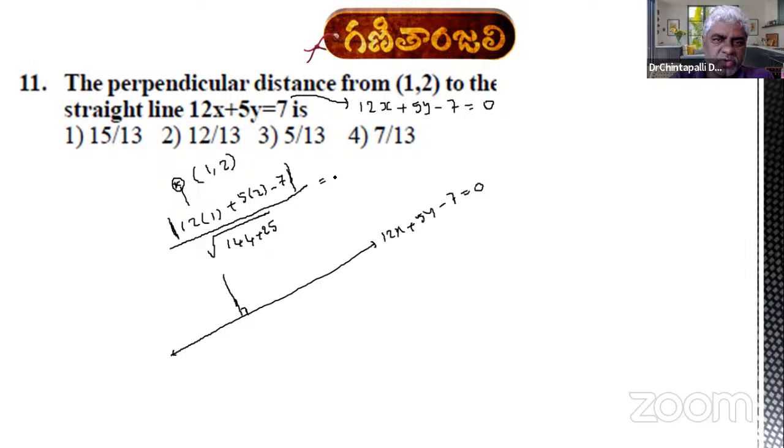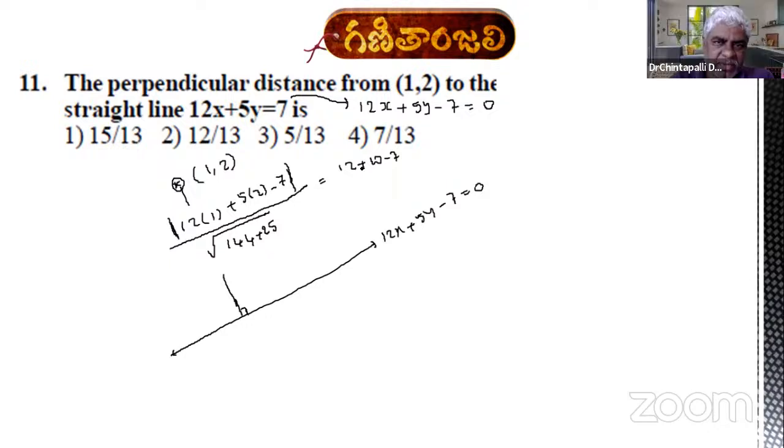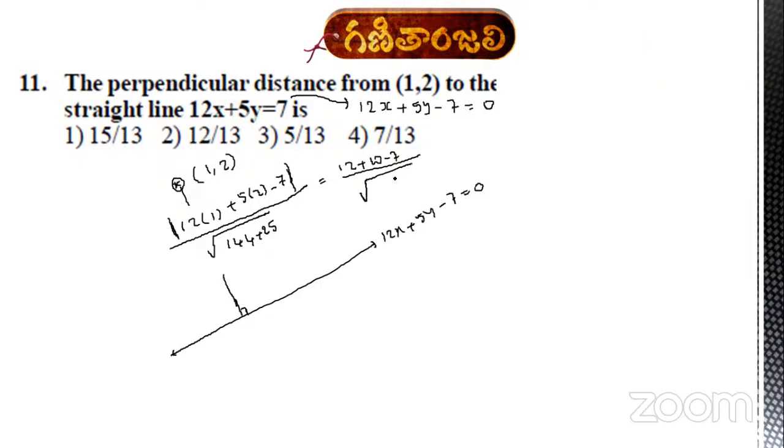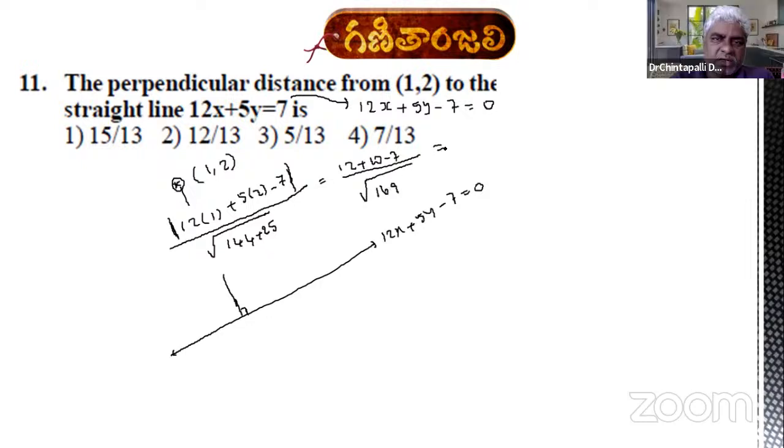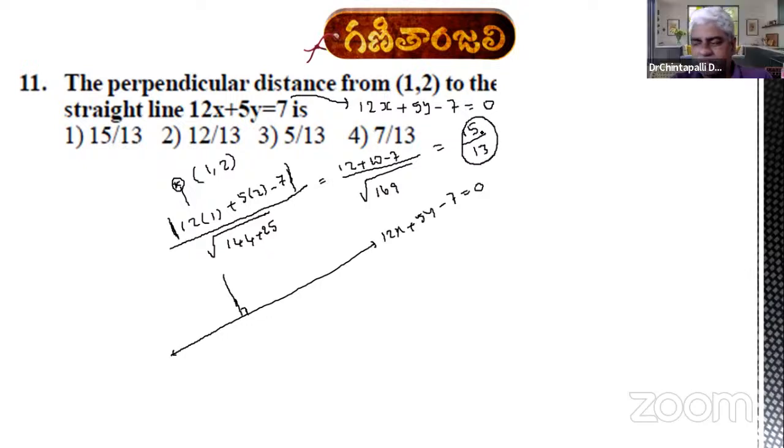It is equal to 12 plus 10 minus 7. Modulus not necessary. That is 15. The denominator is the root of 169, which is 13. So the answer is 15 over 13. That's it.